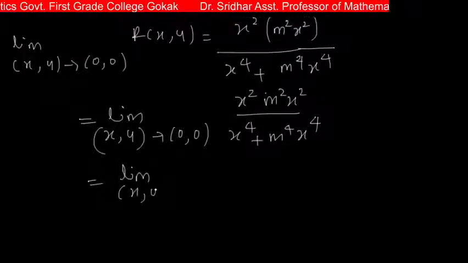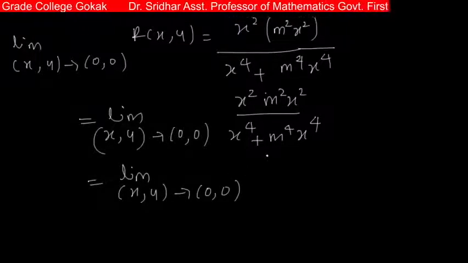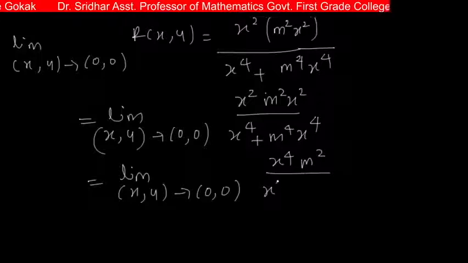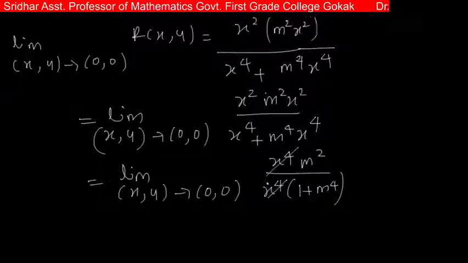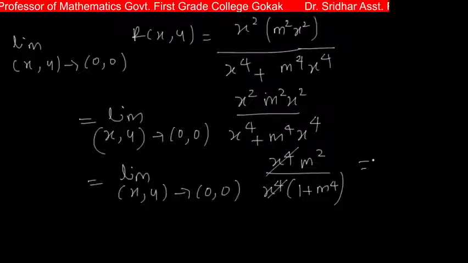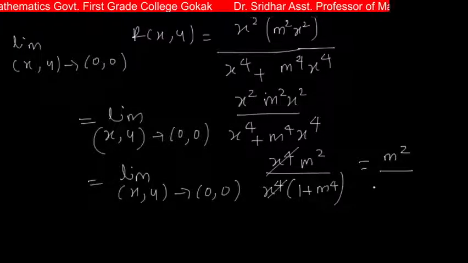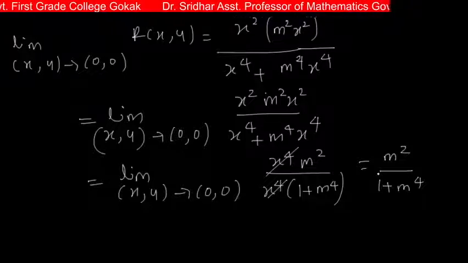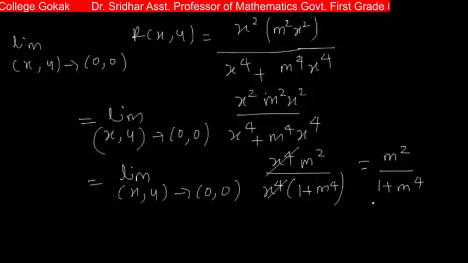the limit as (x, y) tends to (0, 0). In the numerator, x squared into x squared is x raised to 4 m squared. In the denominator I take x raised to 4 common, giving 1 plus m raised to 4. So x raised to 4 gets cancelled, which gives m squared divided by 1 plus m raised to 4.